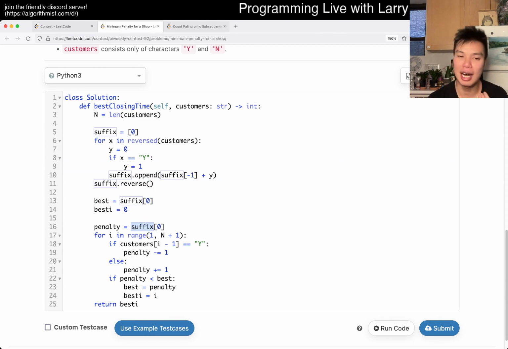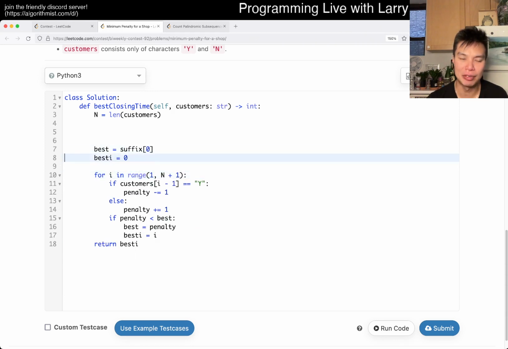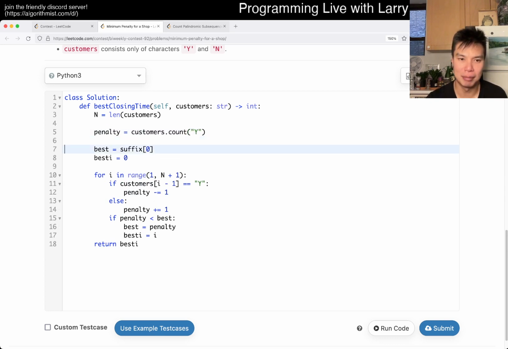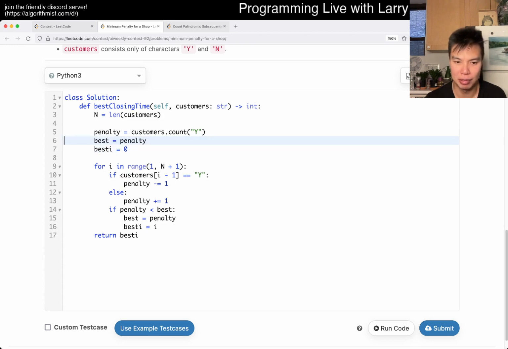So this is linear time. We just go through the array once or twice or three times or whatever. And in terms of space, I do use the suffix array, which makes it linear space, but if I were to rewrite it, I would rewrite it like this. And this is just customers.count or something like this. And then best is equal to penalty. And I think that should probably be mostly right as well.